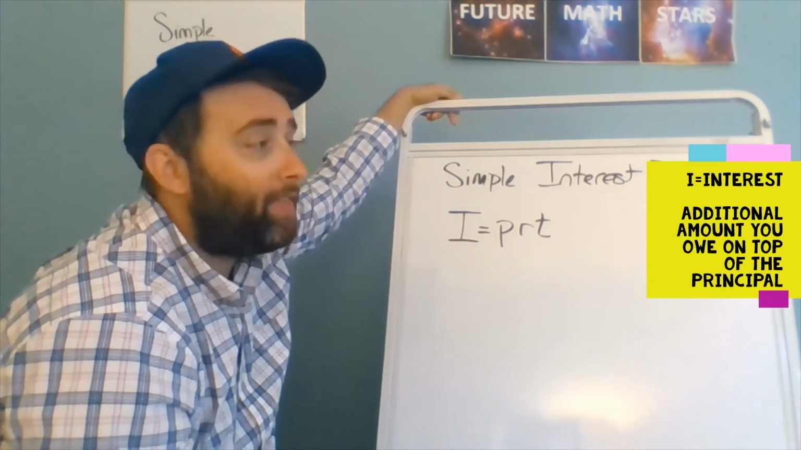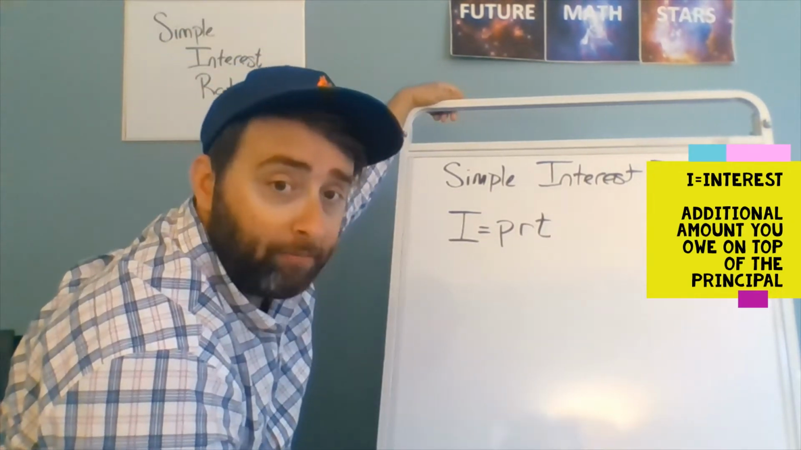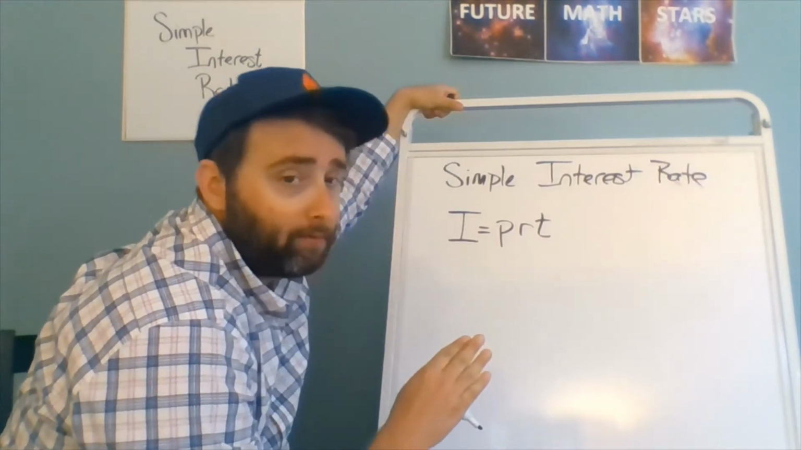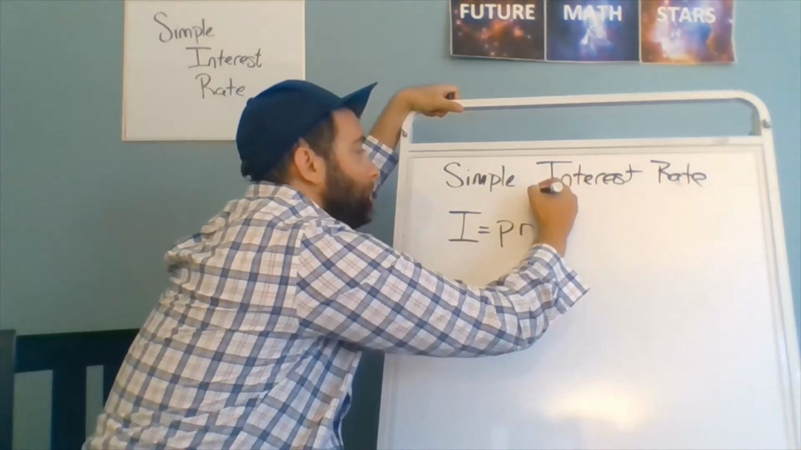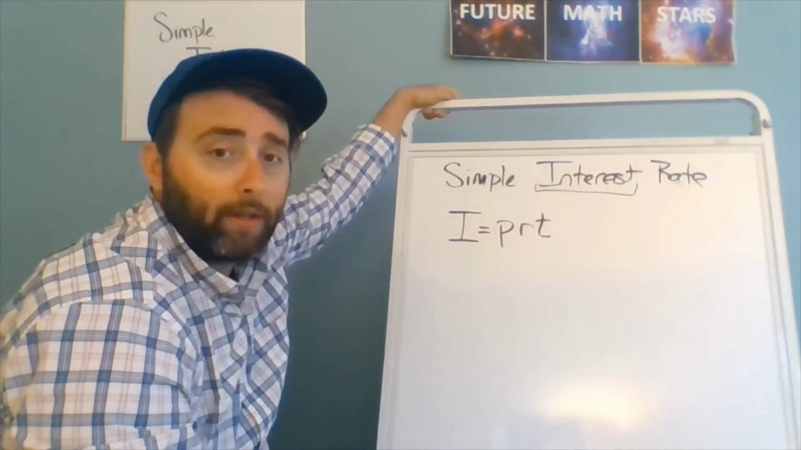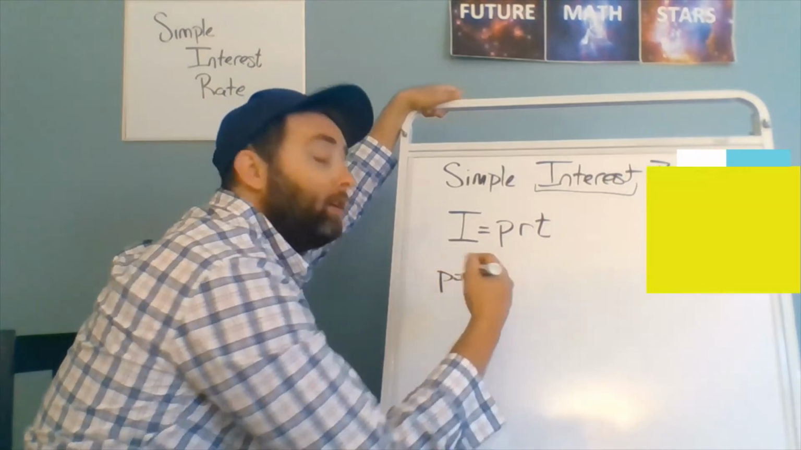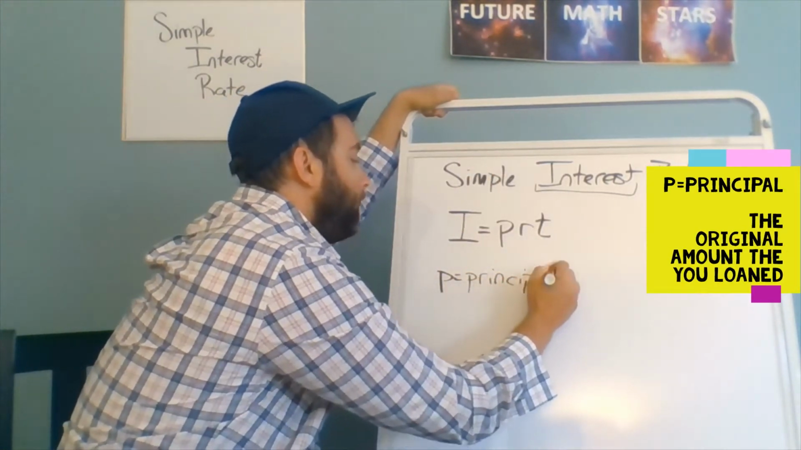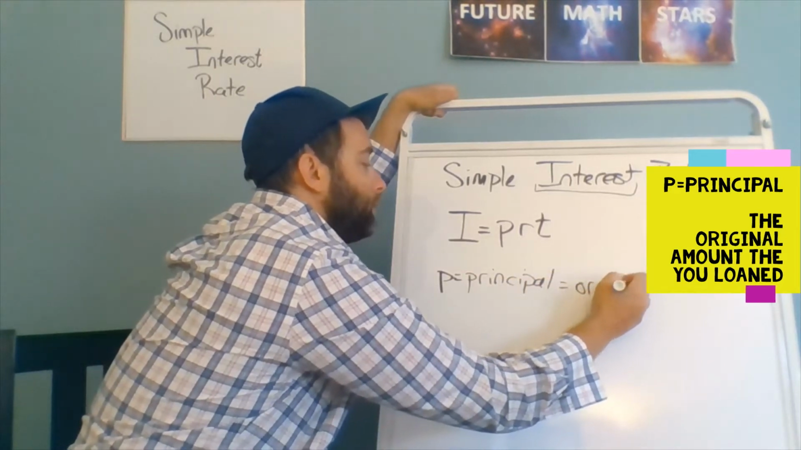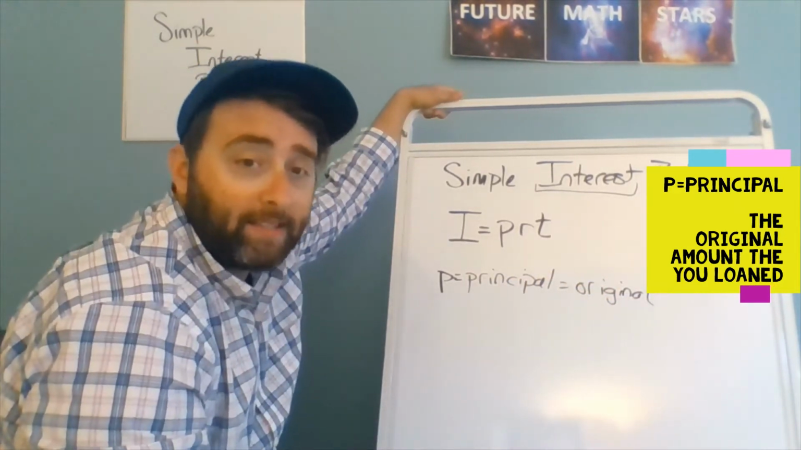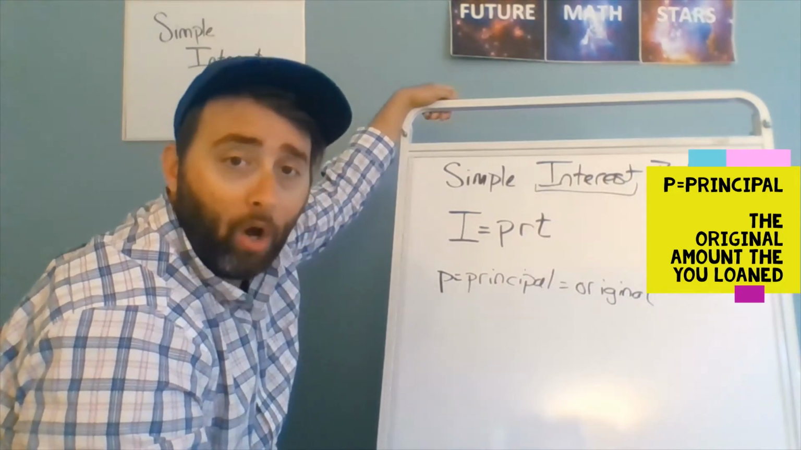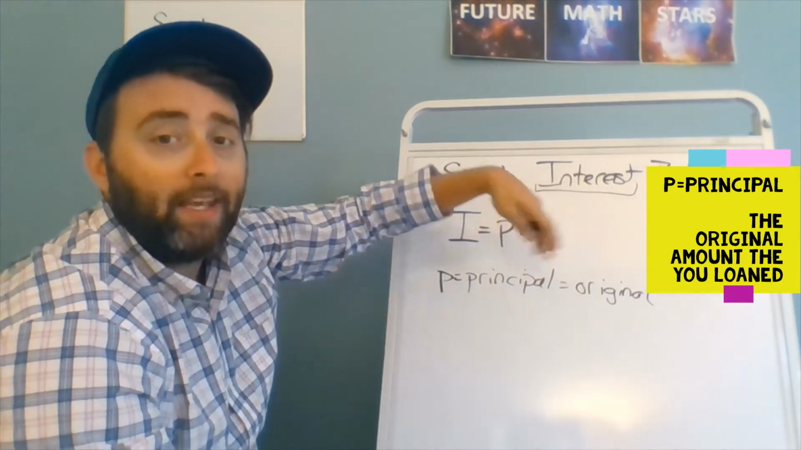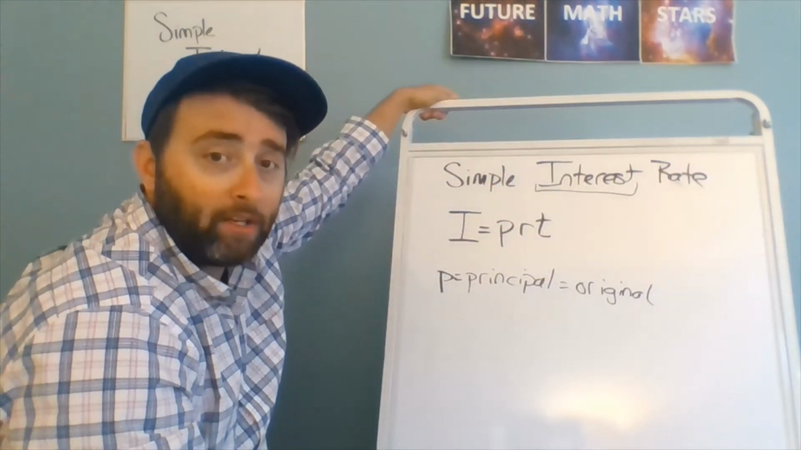I, interest. That is the additional amount of money that you will owe on top of what you have loaned. So, interest, additional money. P is the principal or the original amount. It's the principal or the original amount that you owed. So the amount that you owed plus the additional is the interest.